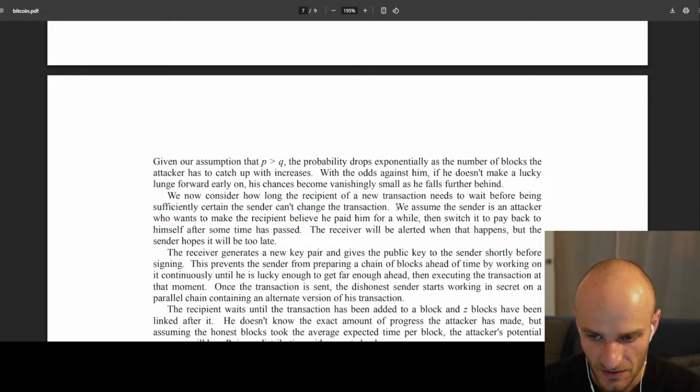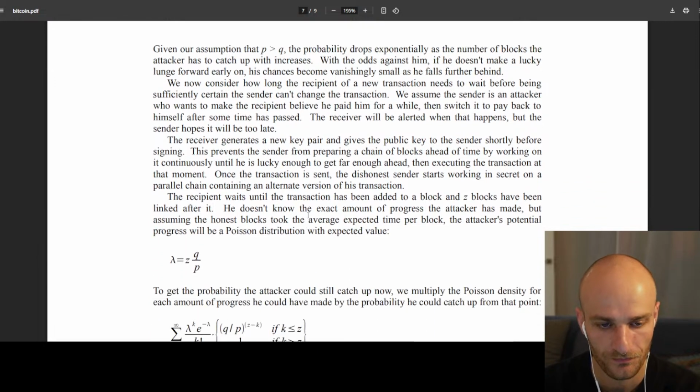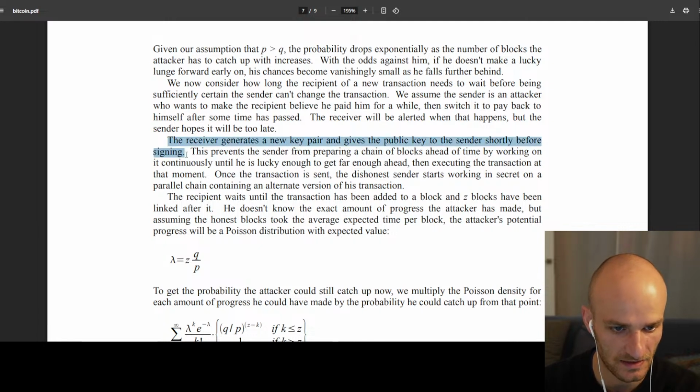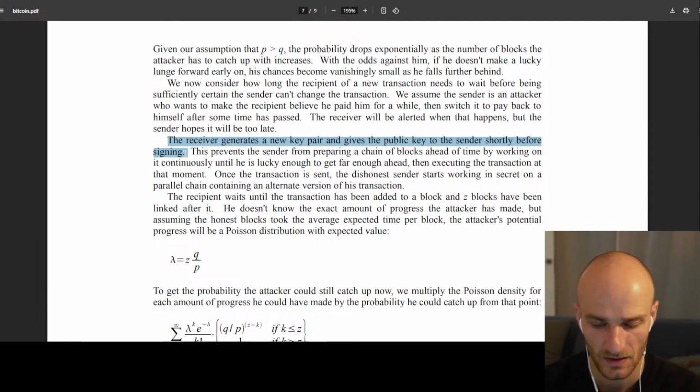So we assume the sender is an attacker who wants to make the recipient believe he paid him for a while, then switch it to pay back to himself after some time has passed. The receiver will be alerted when that happens, but the sender hopes it will be too late. So the receiver generates a new key pair and gives the public key to the sender shortly before signing. Okay, so this is something we discussed. Every time you receive a UTXO from someone, you need to generate a new key pair. Sorry, not a new key pair, but an address.